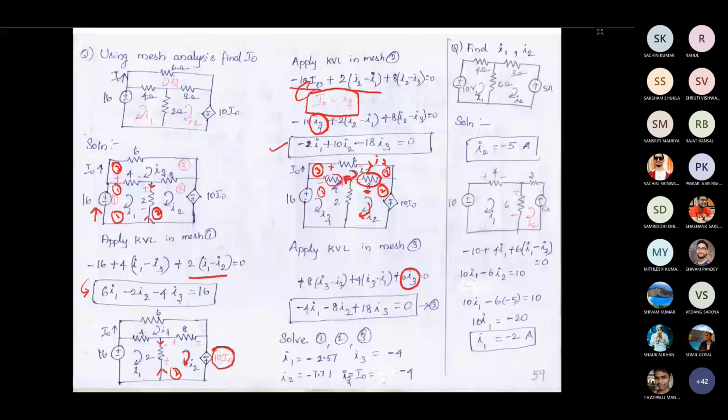So here it is 4 into I3 minus I1, because we are considering that the mesh current has higher magnitude. You reduce this equation and you will get one equation. Now we have three equations: one is this, the second is this, and the third is this. Three equations, three unknowns. So you just solve the equations to obtain the values, and you can find the currents I1, I2 and I3.